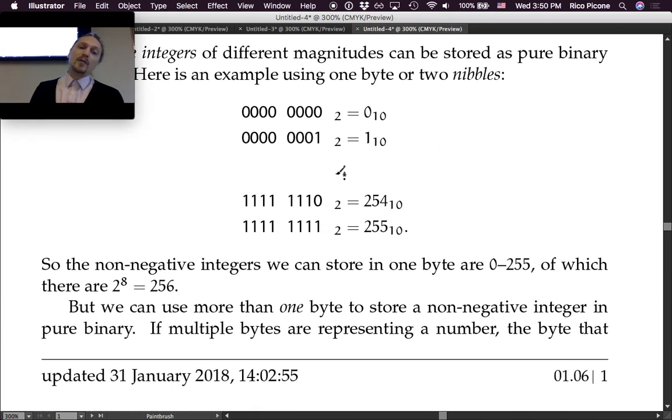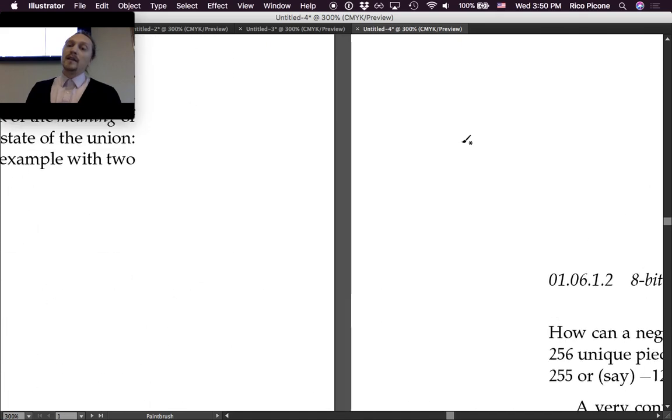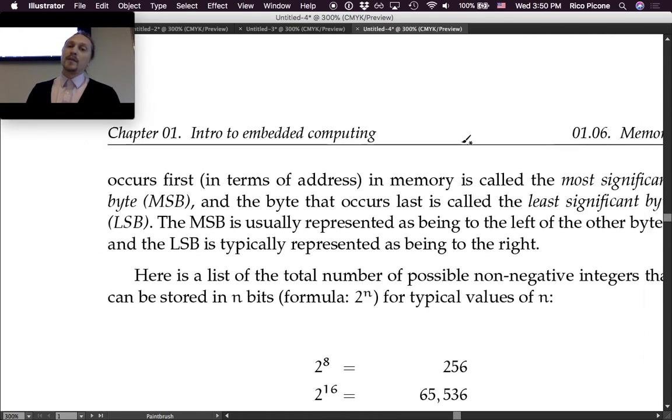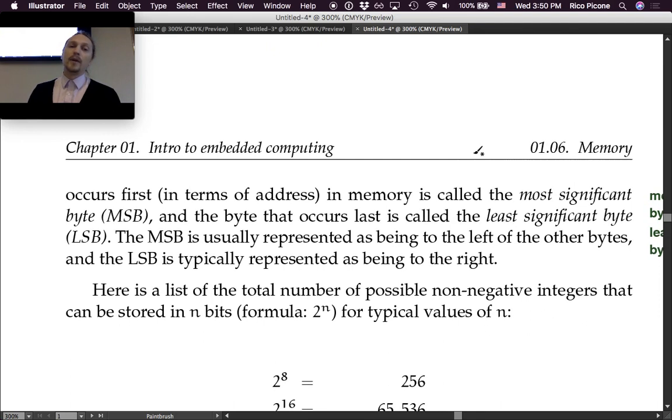But we can use more than 1 byte to store a non-negative integer in pure binary. If multiple bytes are representing a number, the byte that occurs first in terms of address in memory is called the most significant byte, or denoted MSB, and the byte that occurs last is called the least significant byte, or LSB. The most significant byte is usually represented as being to the left of the other bytes, and then the least significant is typically represented as being to the right because of the way that we do our positional number system. That kind of makes sense.